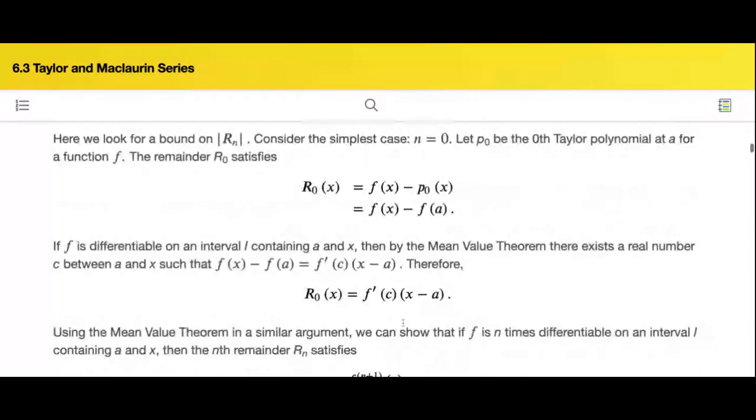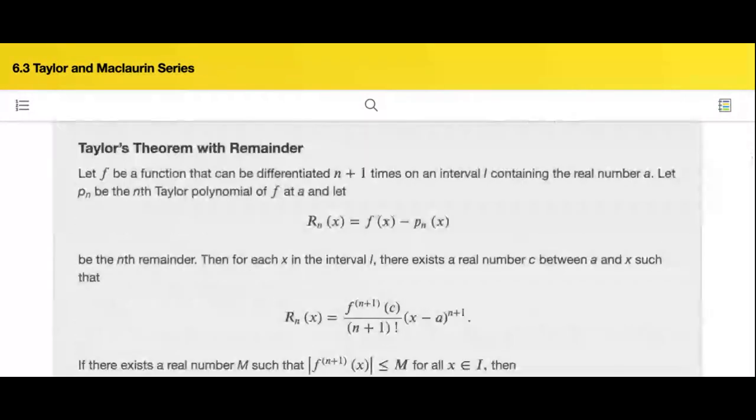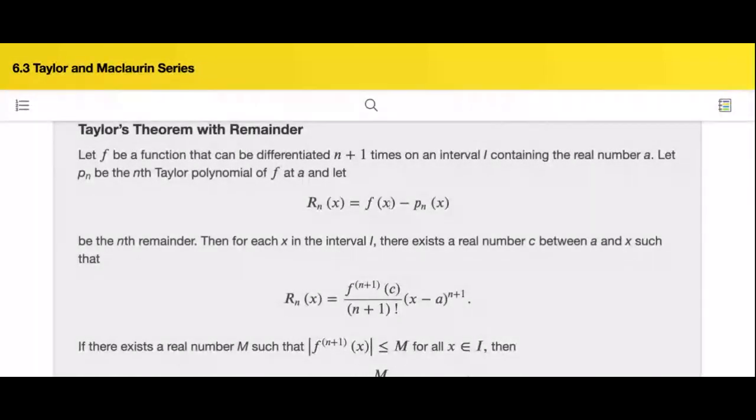So let's see Taylor's theorem with remainder. Well, f of x equals Rn of x plus Pn of x, right? Pn means the nth Taylor polynomial. We have n plus 1 terms: the function value plus the first order, second order derivative up to the nth order derivative. So the remainder equals the function f of x minus the nth order Taylor polynomial.